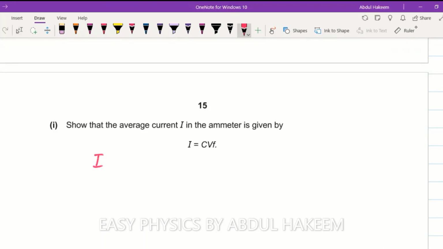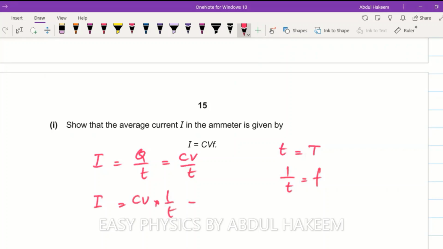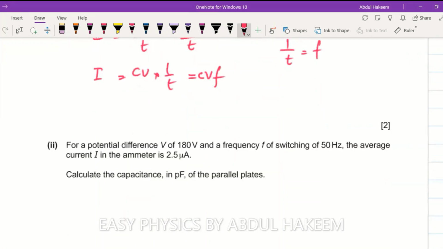Look, I is equal to Q divided by T. And Q in the capacitor is CV, divided by T, where T is the period of charging and discharging. So 1 divided by the period is equal to the frequency. So I is equal to CV times 1 over T. So it is CVf, hence proved.